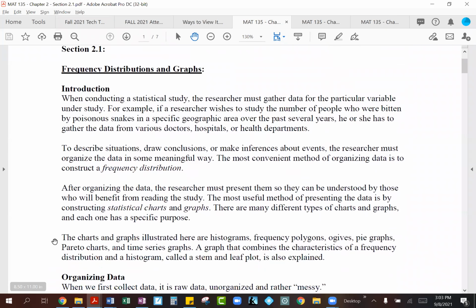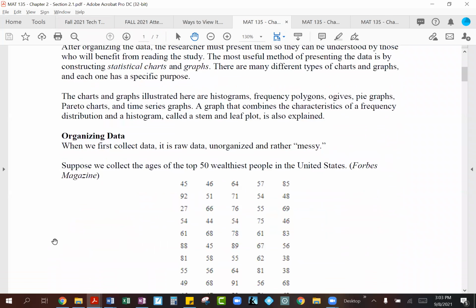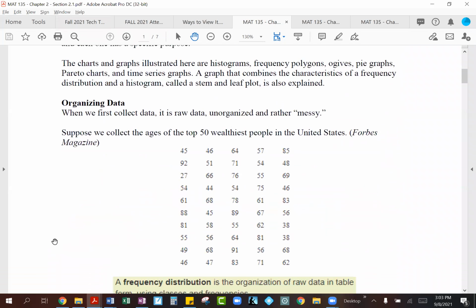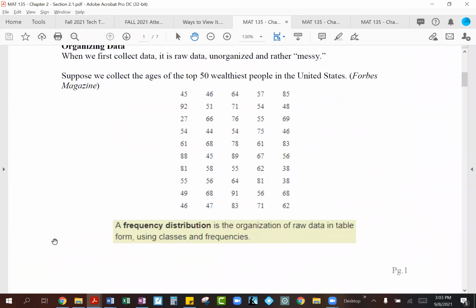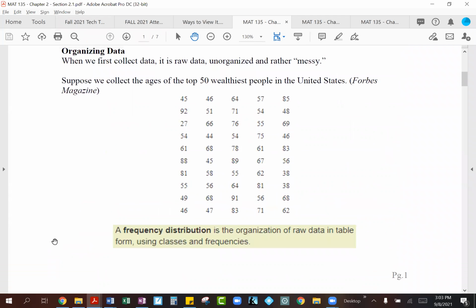Okay, so again, when we're talking about frequency distribution, remember that is just another way for us to organize our data into a table basically. So I just wanted to show you a couple examples that we had in our handout. So here, we're just starting out with a basic example. They're talking about the ages of the top 50 wealthiest people in the United States. So, they've got those 50 ages listed.